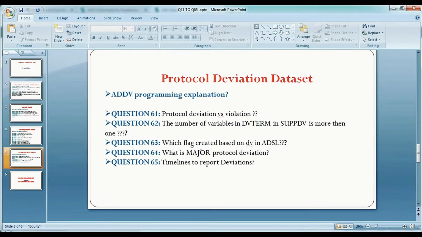Protocol deviation. Questions related to the protocol deviation: What is a deviation of protocol? What is the difference between a protocol deviation and a violation? What are the flags we derived based upon this derivation? What is a major protocol deviation? What is the time necessary to report, etc. We'll see.